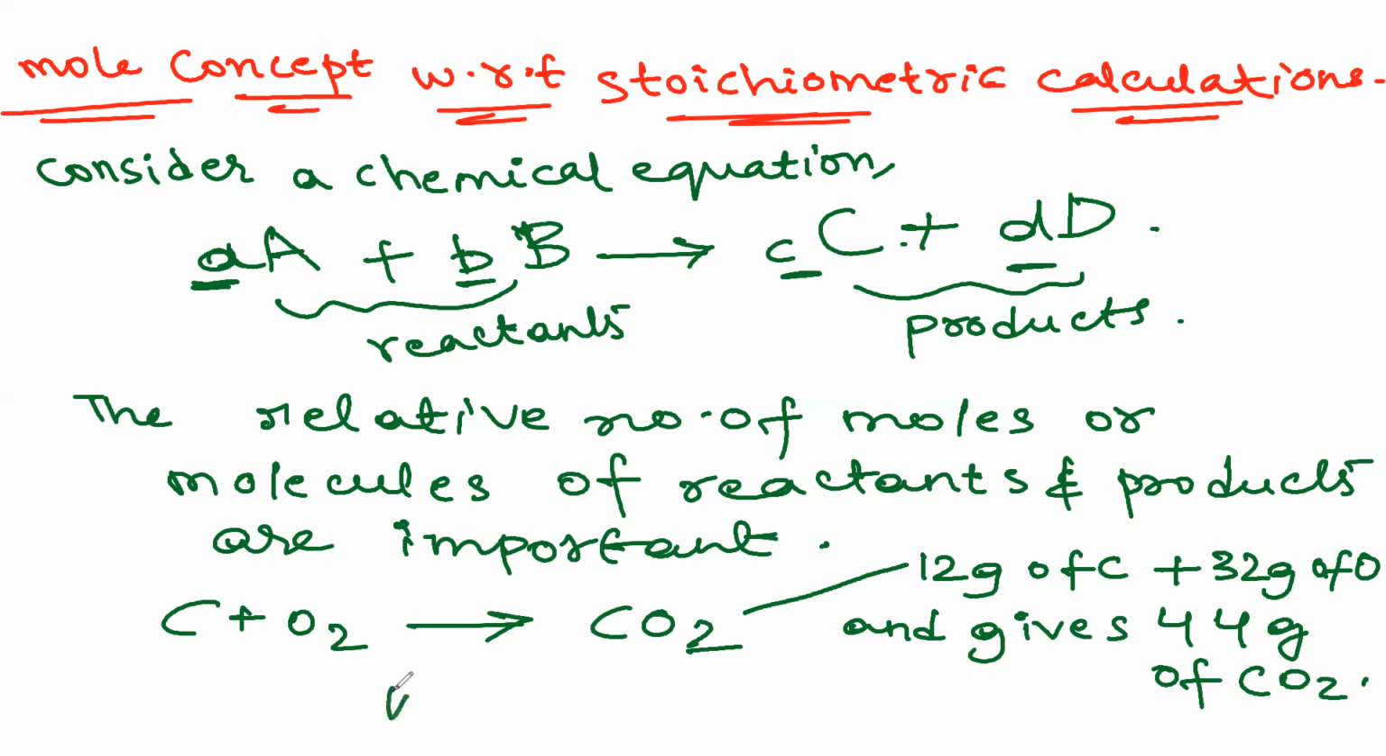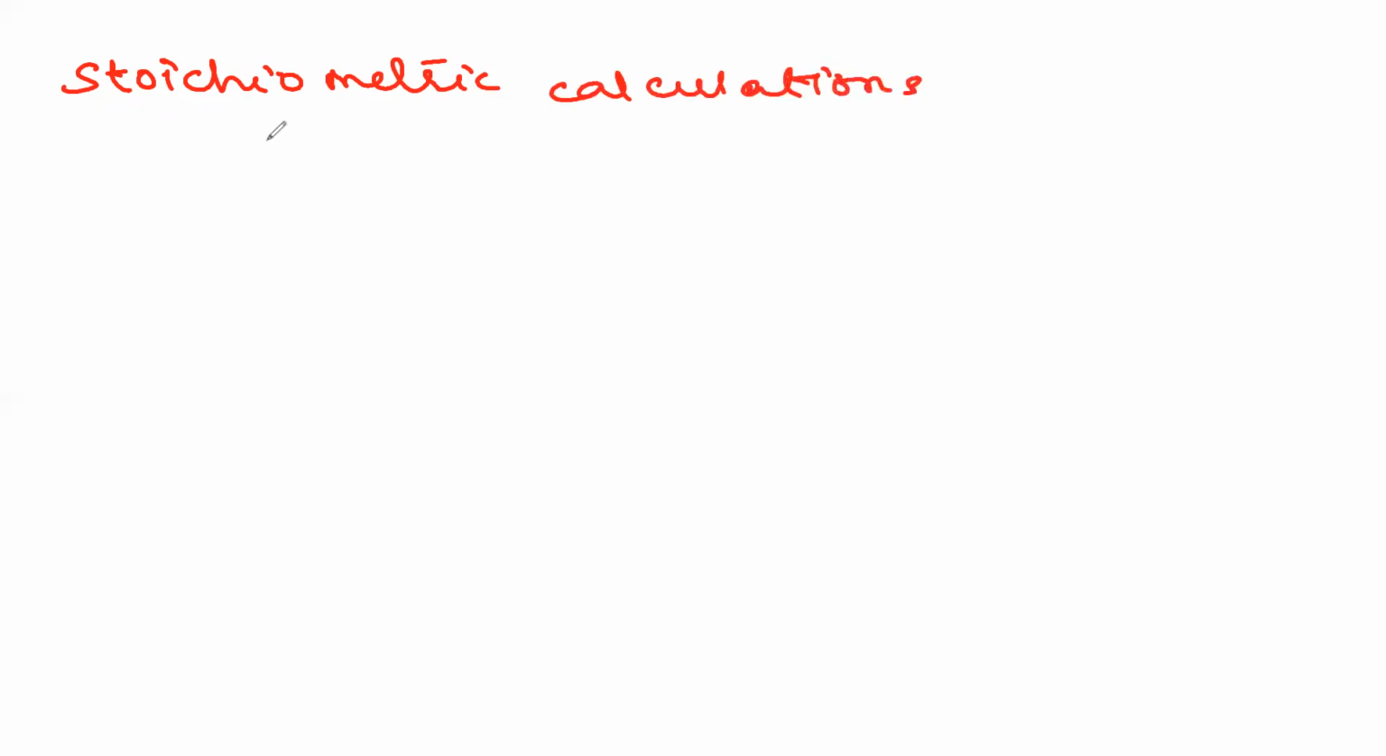For stoichiometric calculations, we have three important models mainly: weight relationship, weight-volume relationship, and volume relationship.